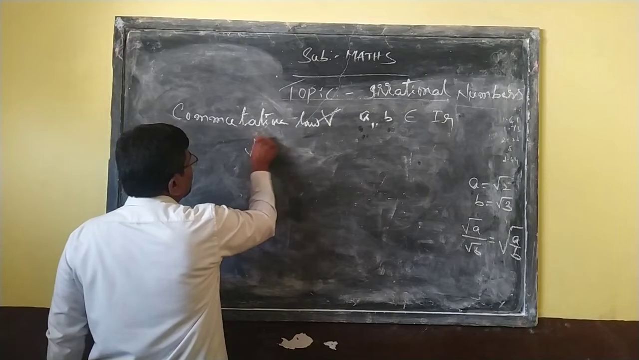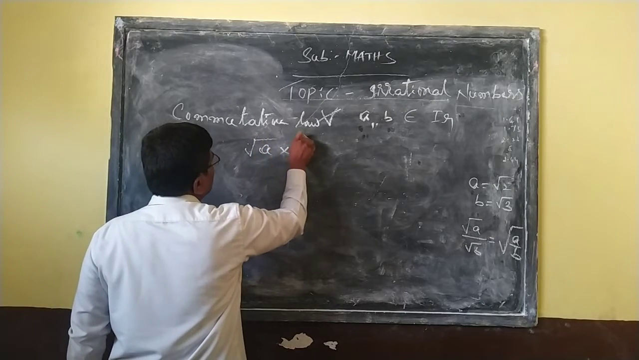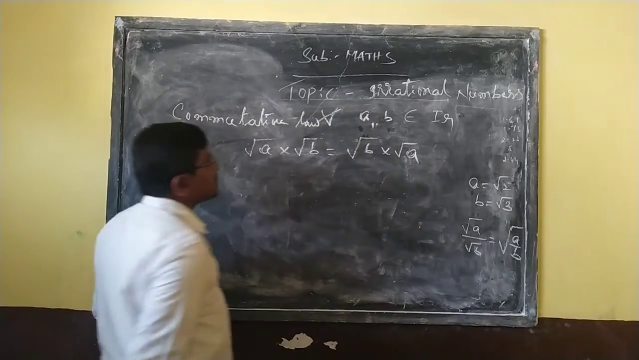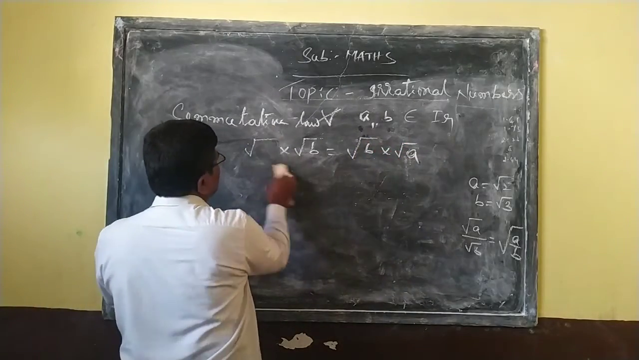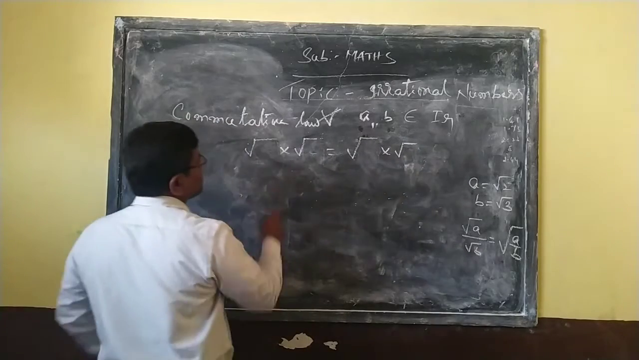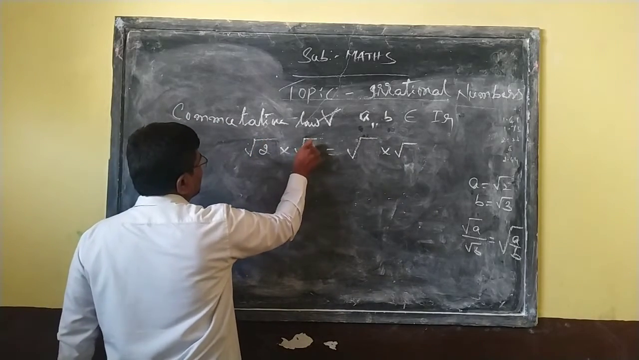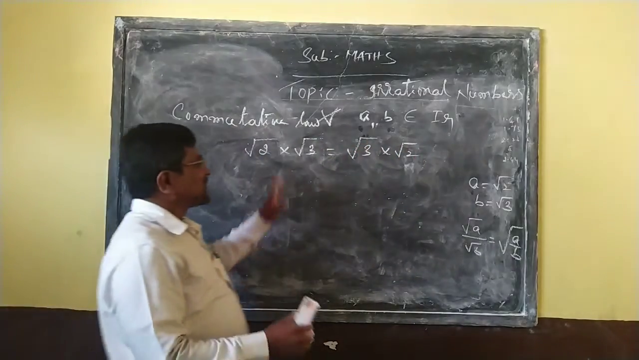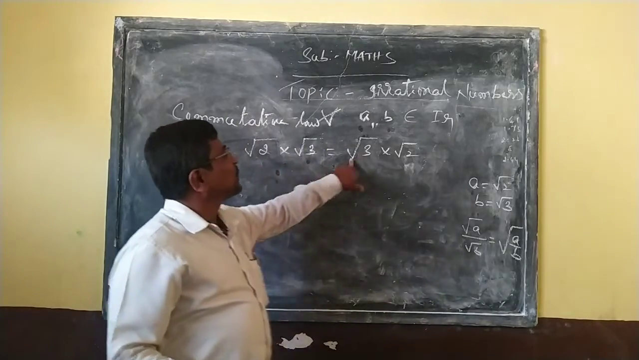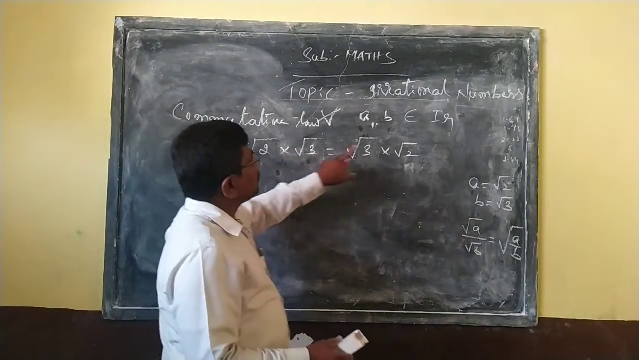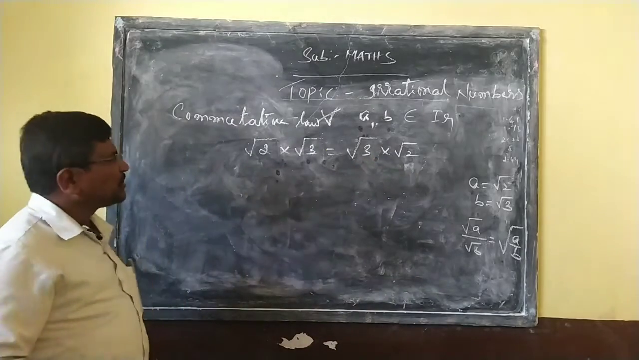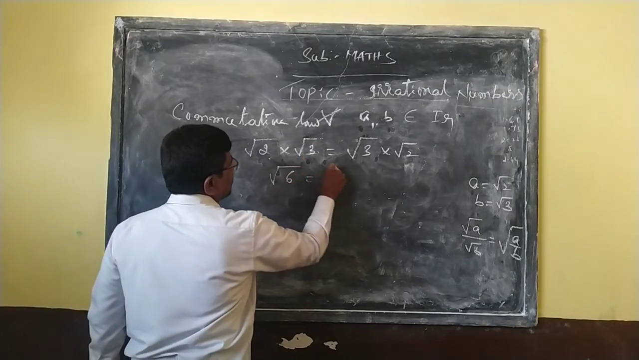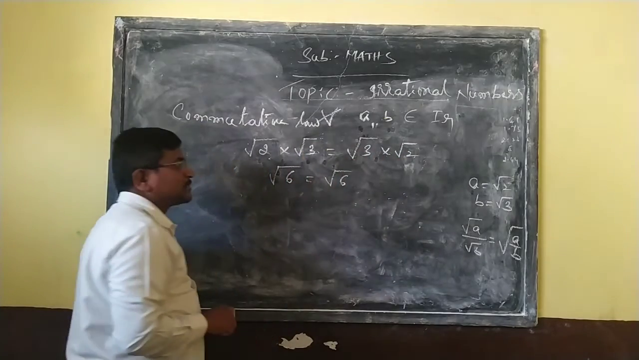Now multiplication: yes, root A into root B is equal to root B into root A. Clear, students? Don't confuse it. So root 2 into root 3 is equal to root 3 into root 2. Yes, A into B is equal to B into A. You know that, you are already familiar with the commutative property. So root of 2 into 3 is 6, and 3 into 2 is 6.